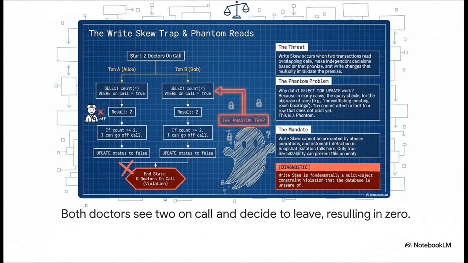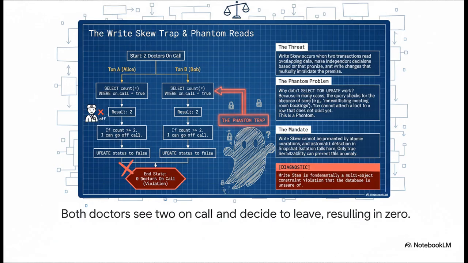We need at least one doctor on call at all times. So Dr. Alice looks at the schedule, sees Dr. Bob is on call too. Great, she thinks, I can take the night off. At the exact same time, Dr. Bob looks at the schedule, sees Dr. Alice is on call, and thinks the exact same thing. They both update the schedule, and suddenly, we have 0 doctors on call. Our business rule is completely broken.